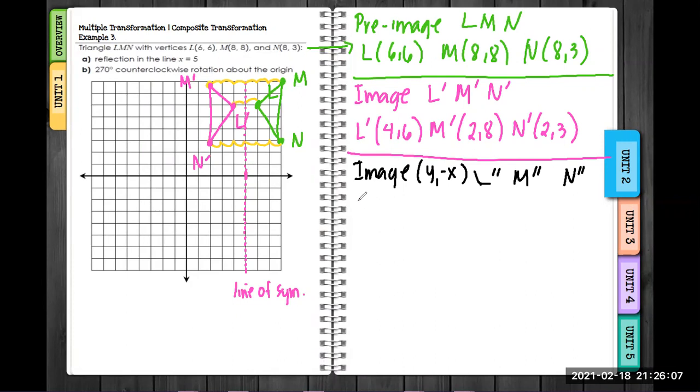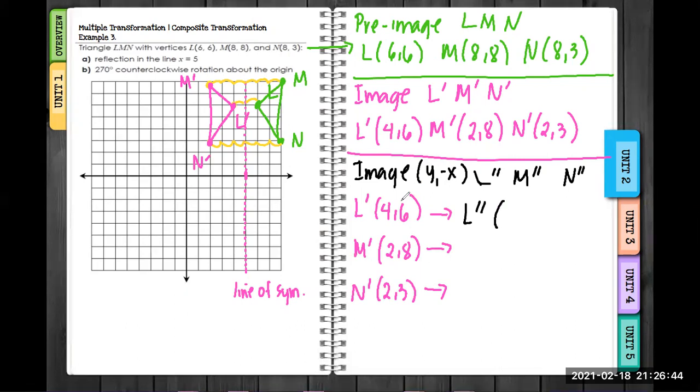Let's see. I'll copy the image. Purple again. L prime is 4 comma 6. M prime is 2 comma 8. N prime is 2 comma 3. So we need to apply the rule. To get L prime prime, y should shift, so this would be there and then change the x. That would be 6, negative 4. Next, M prime prime: 8, negative 2. Next, N prime prime: 3 would be there and then change to negative 2.